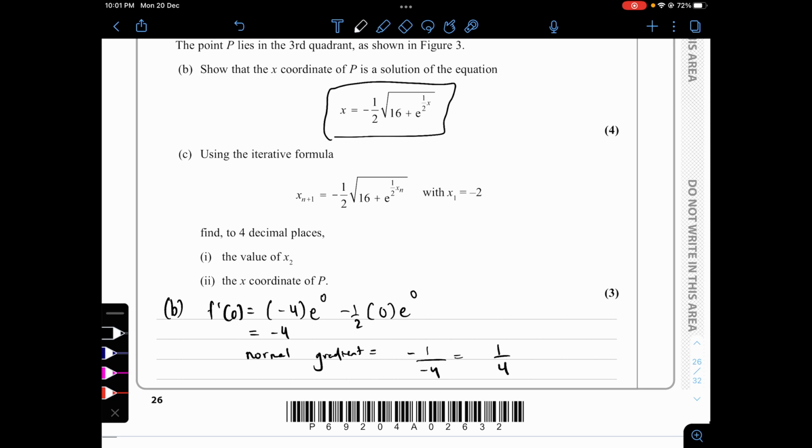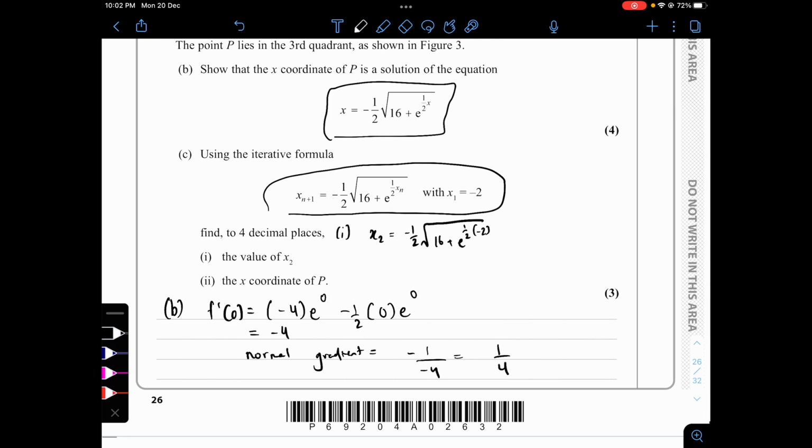Use the iterative formula x n plus 1, and we start with x1 equals minus 2. This is actually pretty simple. I can just do it here. So x2 will be minus 1 over 2 square root of 16 plus e to the power of 1 over 2 times negative 2. When you put this in the calculator, we will get minus 2.0229. That's because they wanted 4 decimal places.